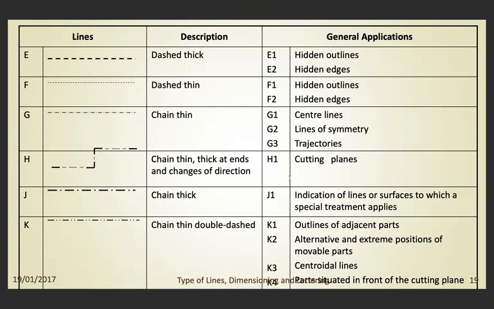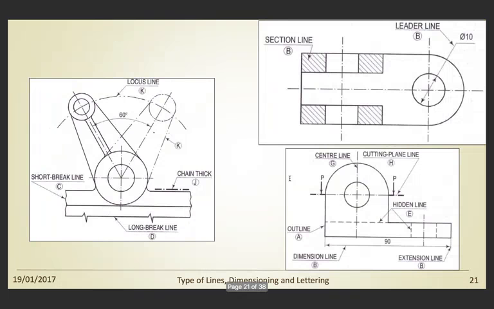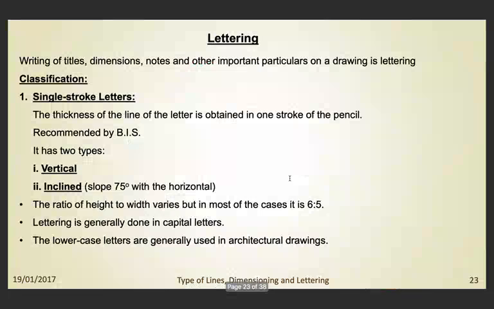The dashed lines are used for the hidden portions of the object, which are generally not visible in actual practice, but you need to draw it. So this is how the construction lines are drawn. You can see they are very faint and not at all visible. So here you can see.